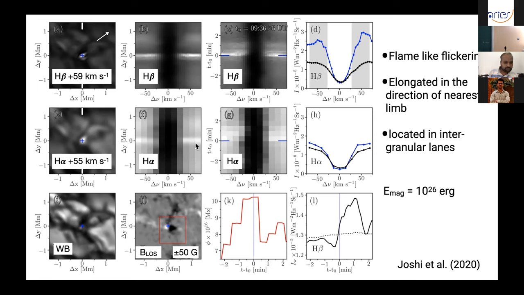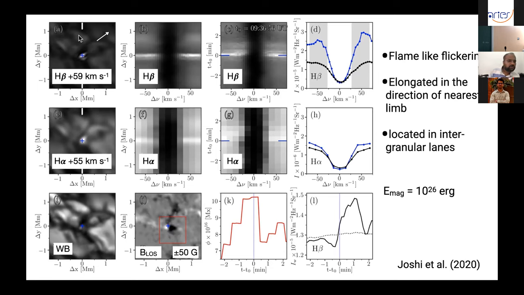The below is the same, but for H-alpha. You see that enhancement in H-beta, and the second row is H-alpha. In H-alpha, you don't see this clear enhancement, although you see the corresponding brightening in the H-alpha image, but no enhancement in the line profile. Then if you look at the white band data, you see that this event is exactly located in the intergranular lane. And if you look at the magnetogram, you see that it appears again with very small patches of magnetic field with the opposite polarity.